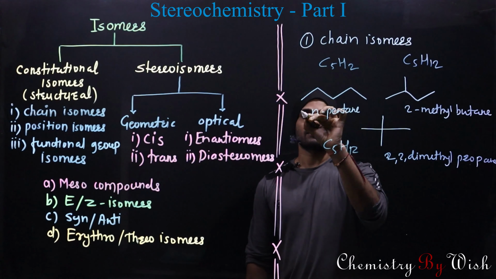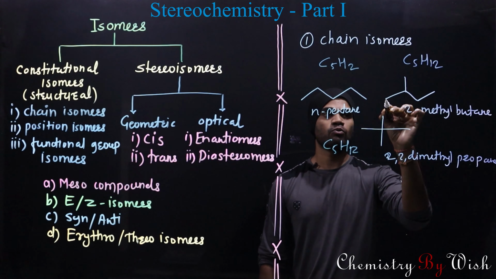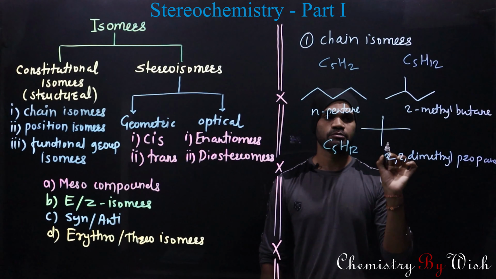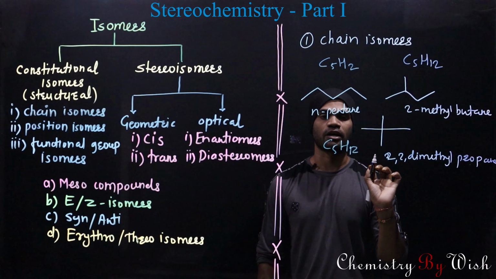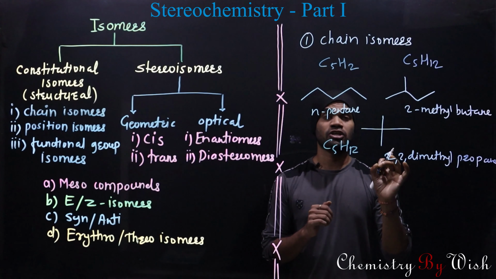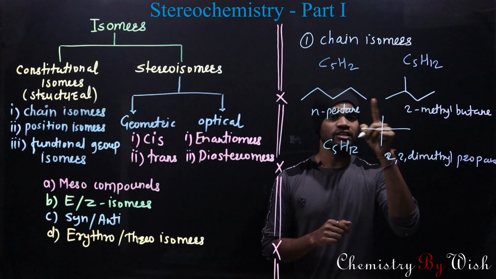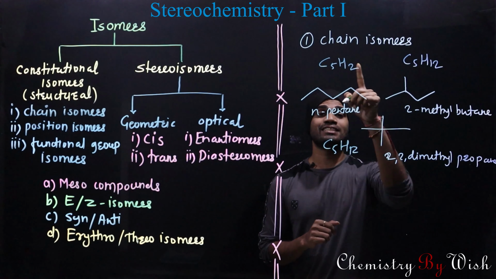So N-pentane is a straight chain, number of carbon atoms 1, 2, 3, 4 and 5. This one also has 1, 2, 3, 4 and 5 carbon atoms. This one also has 1, 2, 3, 4 and 5 carbon atoms. So molecular formula is same, but different structure. That is, the structure of the chain is different. That's why these three isomers are called chain isomers.